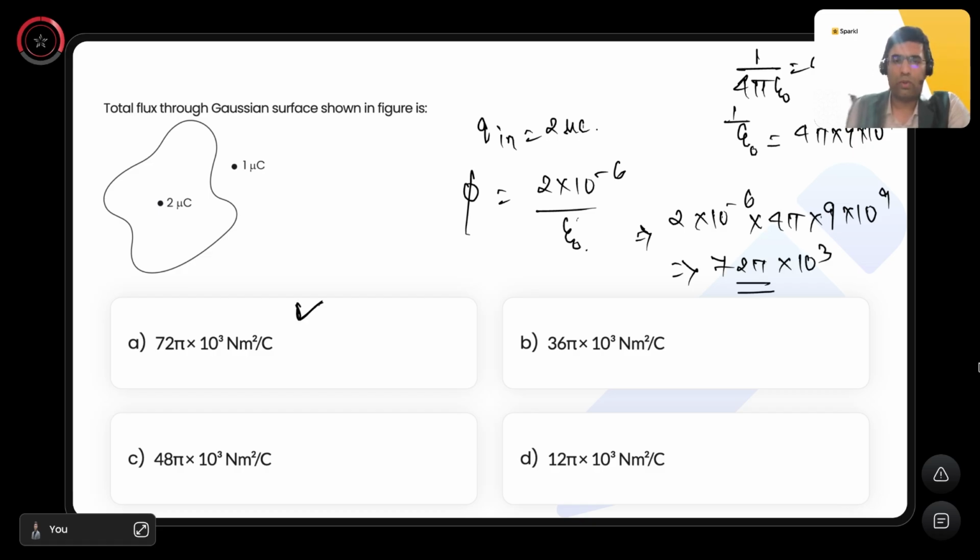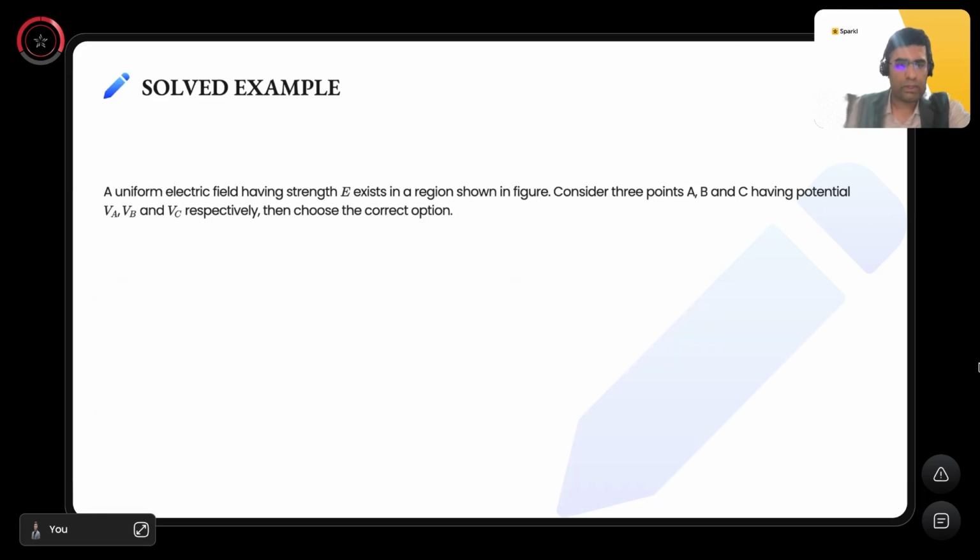So you have to keep this in mind. Putting in 8.85 won't get you to the options. So sometimes in an easy question, they will trap you with such kind of stuff. So you have to see the options and judge that, okay, a pi term is coming, so how to bring the pi term into epsilon naught. So you have this thing. All right. Next question.